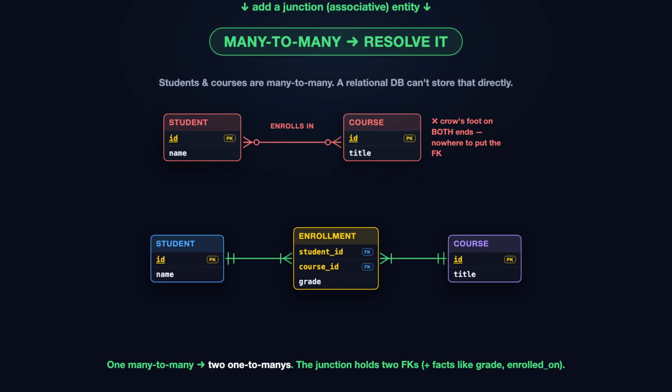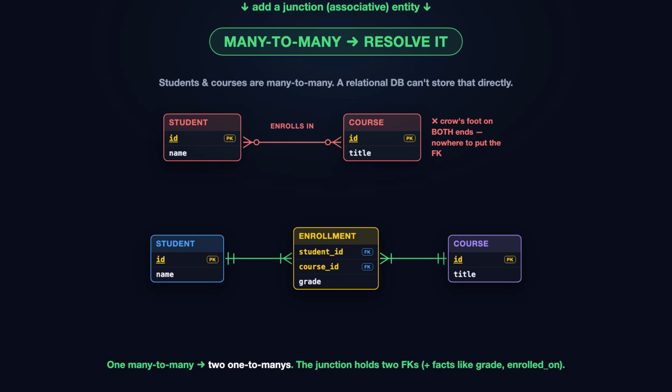The fix is to resolve it on the diagram. You introduce a new box in the middle, an associative entity, also called a junction entity or a linking entity. We'll call ours enrollment. Enrollment sits between student and course, and it holds 2 foreign keys, a student ID and a course ID, one pointing at each parent. And watch what happens to the crow's feet. The one big many-to-many splits into 2 clean one-to-many relationships.